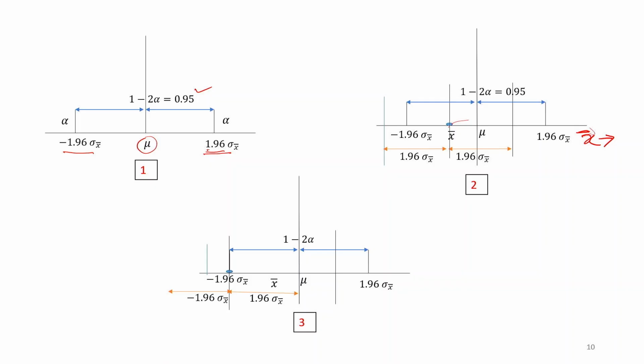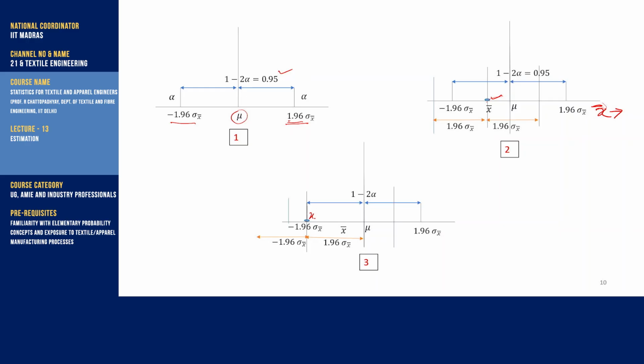I take a sample, it can fall anywhere. Now suppose it has fallen here, shown by this small blue circle. X bar is there. Now from x bar, if I draw the same limits, I start from whatever x bar is there, it is here. This is my X bar that we have found out.